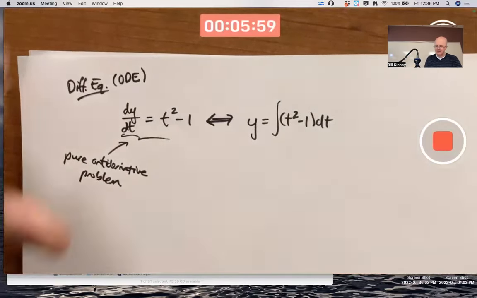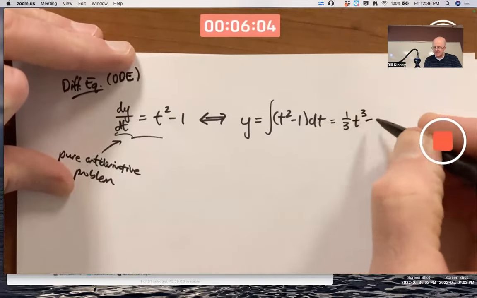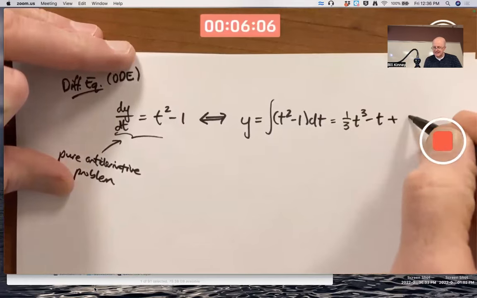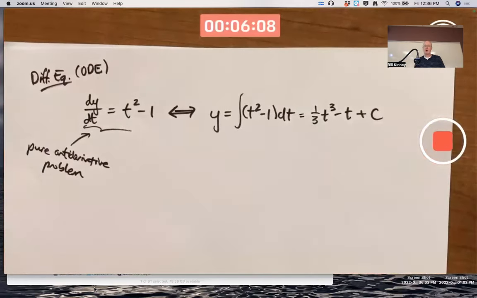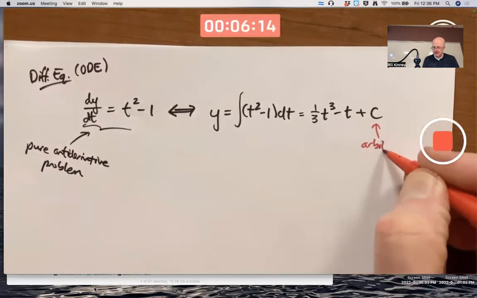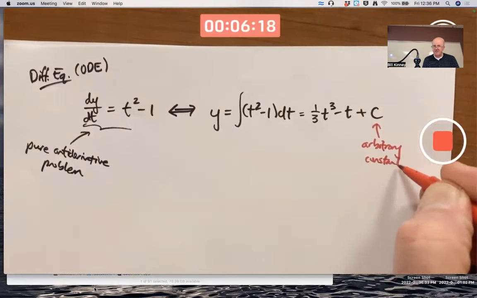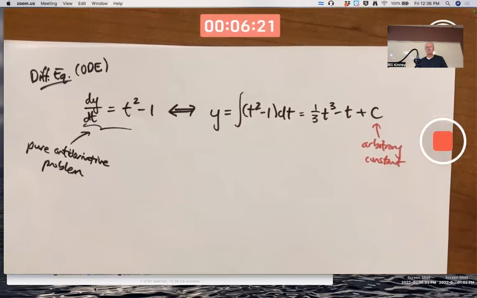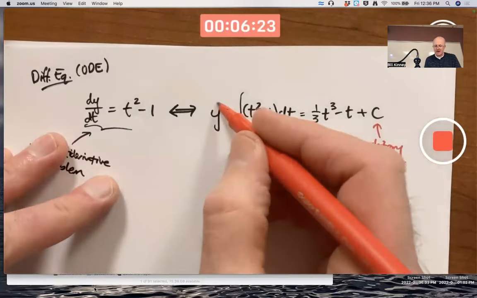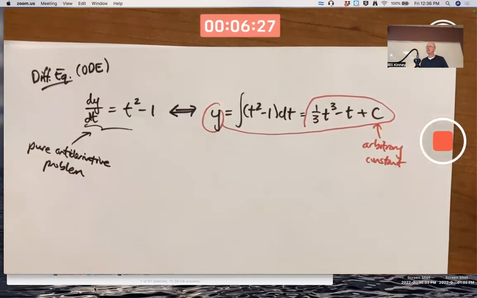And you just do the integral to solve it and get 1/3 t cubed minus t plus c. Whereas with indefinite integrals, c is an arbitrary constant. It can be anything. The equation y equals 1/3 t cubed minus t plus c is called a general solution.